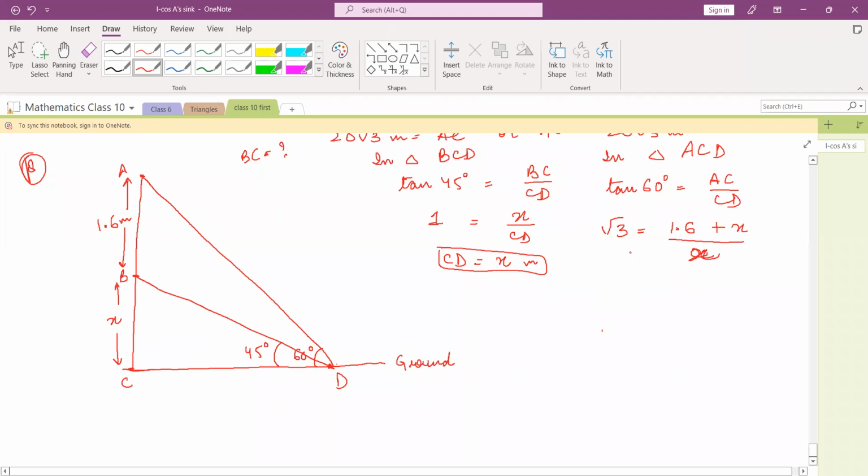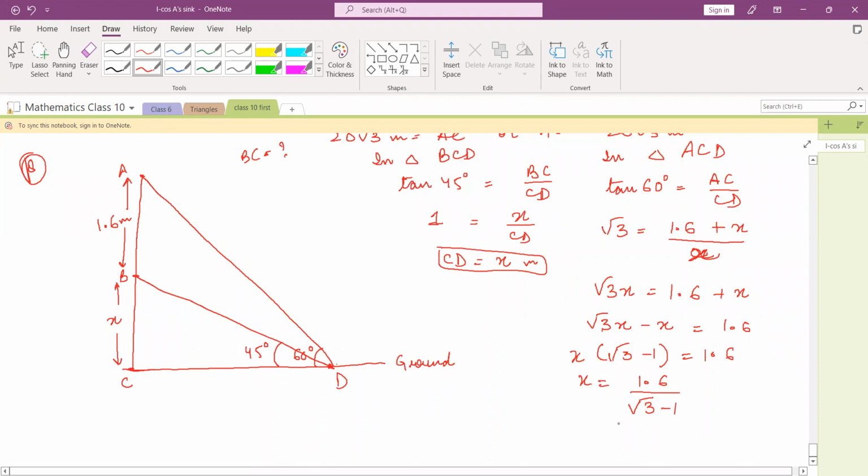Now cross multiply. So under root 3 of x is equal to 1.6 plus x. So under root 3 of x minus x is equal to 1.6. Taking x common, it will be under root 3 minus 1 times x equal to 1.6. So x will be 1.6 divided by under root 3 minus 1.